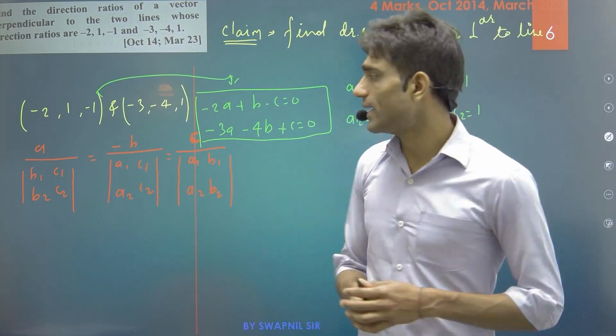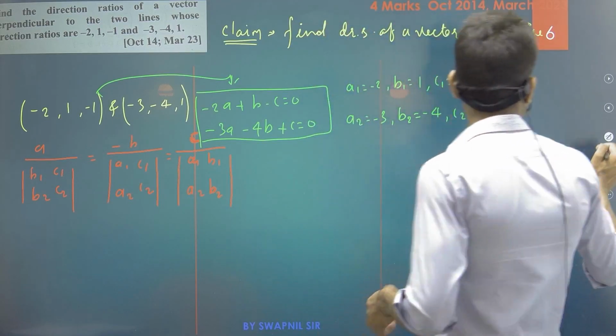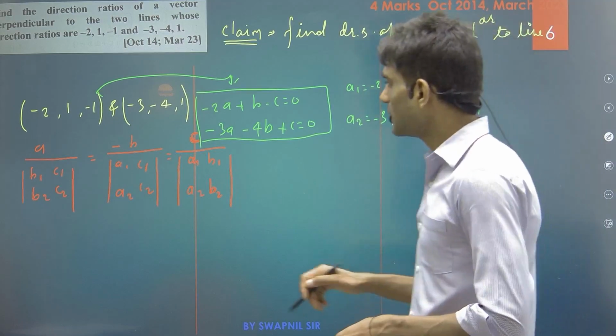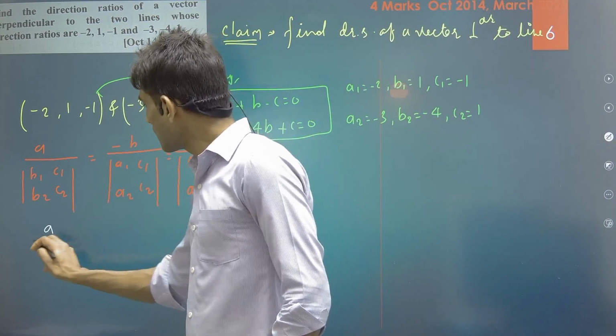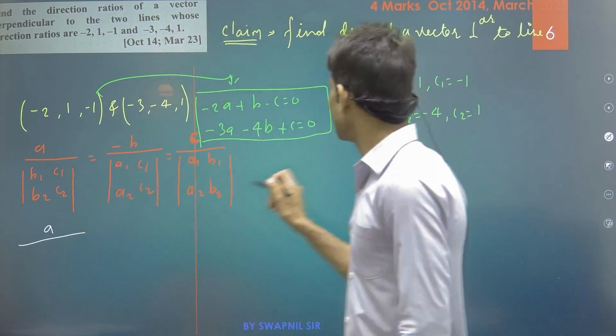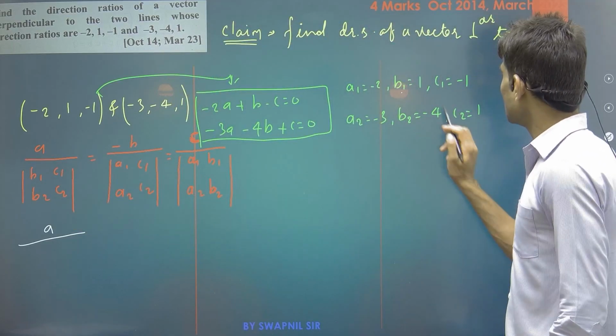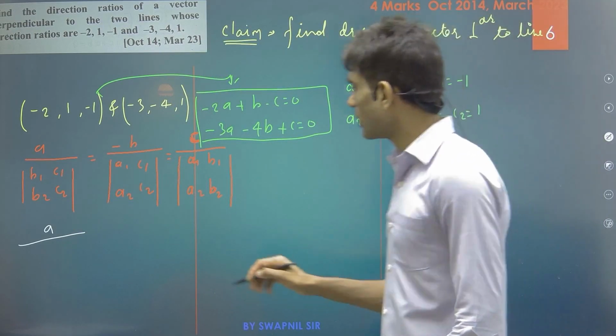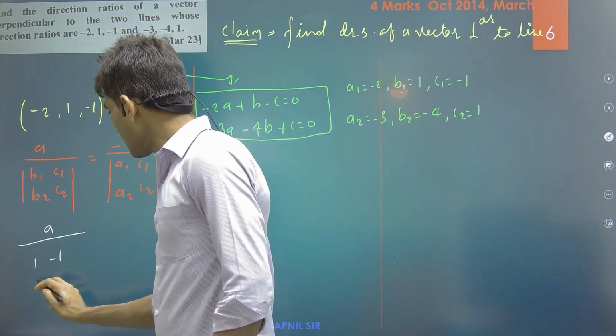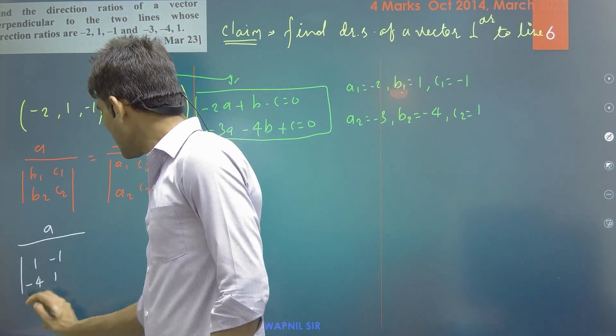Okay, so keep that as it is here. Now let's go for substitution of the value and further calculations. So a upon, we have determinant b1, c1, b2, c2, which is 1 minus 1 minus 4, 1, which is our 2 by 2 determinant.